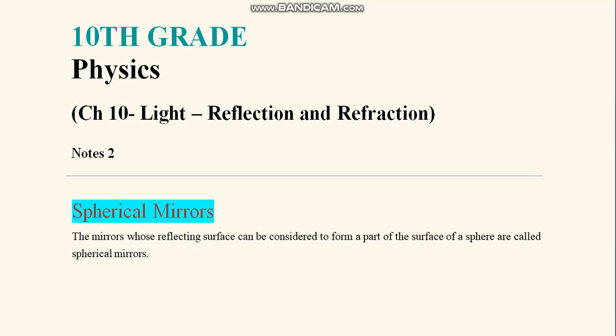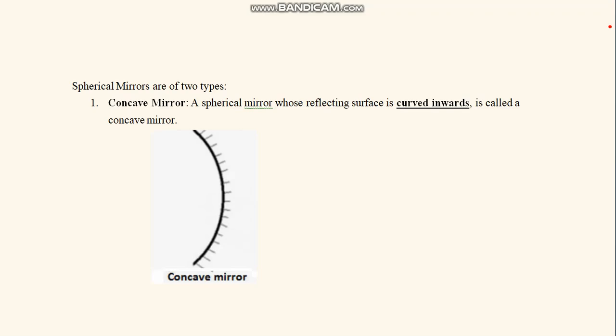Welcome to another physics class on chapter Light. Today we are going to discuss spherical mirrors. These are the mirrors whose reflecting surface forms a part of the surface of a sphere. That is, these mirrors are cut out from a sphere, hence the name spherical mirrors.